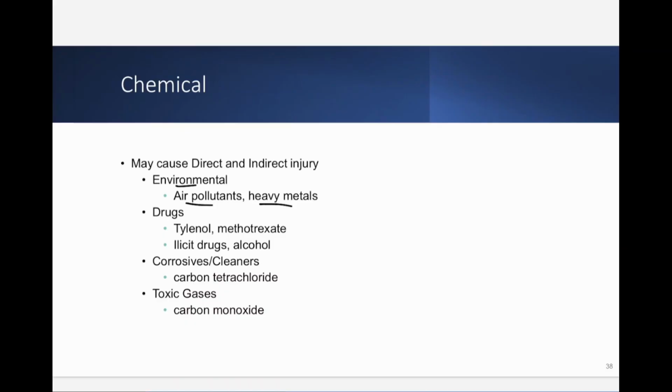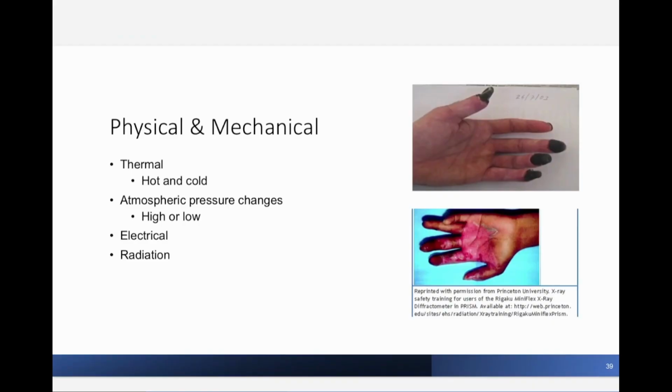Drugs, Tylenol, methotrexate, alcohol, illicit drugs. Here are your corrosives and your cleaners, toxic gases, carbon monoxide. So again, these are chemical things in the environment that can cause direct or indirect injuries.